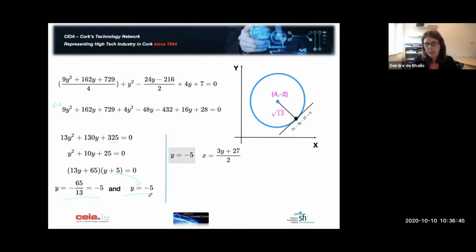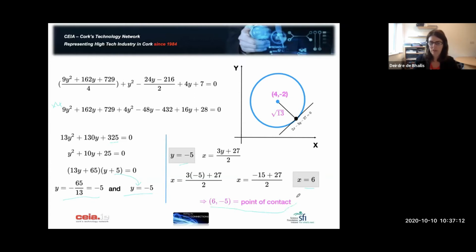We take y equal to -5 and insert it into the equation we had previously for x, and that will determine x. First, we're getting x is equal to 6, and again, we need to state that (6, -5) is the point of contact. Don't simply leave it as y is equal to -5 and x is equal to 6. Finish it off by saying what the point of contact is.